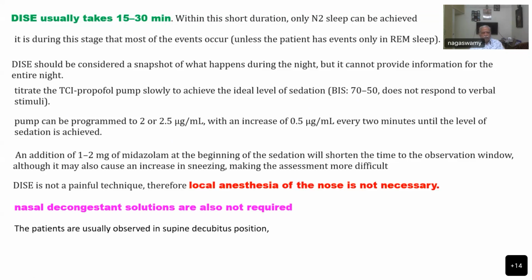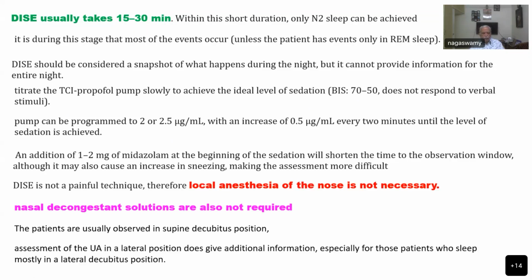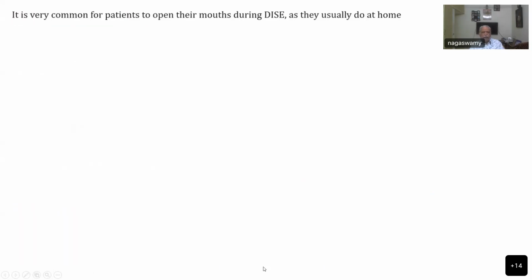And patients are usually observed in the supine decubitus position. But in some patients who are used to sleeping in the lateral position because they get obstructed if they lie supine, you can do the same thing in the lateral position also. Assessment of the upper airway in lateral position does give additional information, especially for those patients who sleep mostly in lateral position.